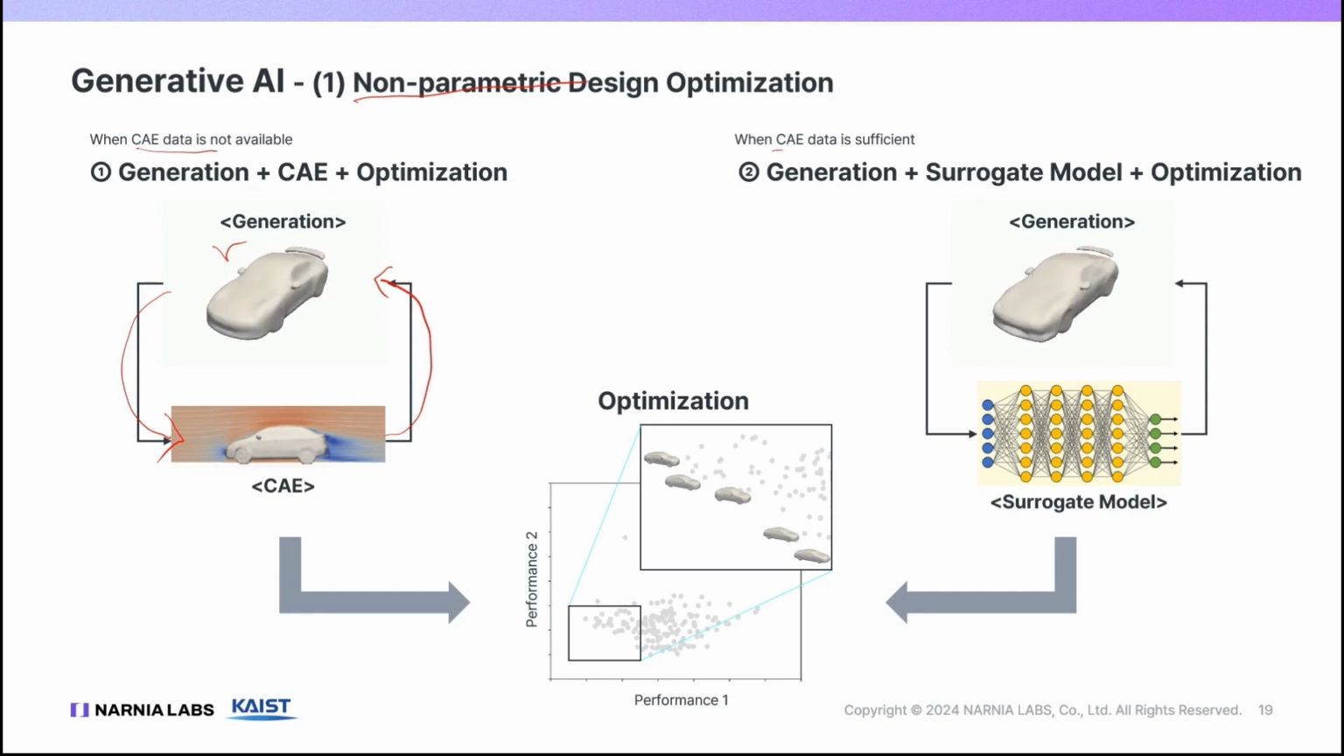However, if there is enough CAE data, you can create a predictive AI using the CAE data and then combine that predictive AI with the generative AI for training. Then, since you can generate and predict immediately in real time, it becomes possible to quickly achieve optimal design. Then, by optimizing in this way, you can recommend the best designs.